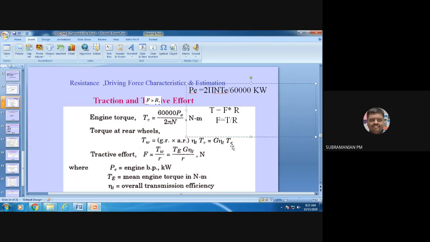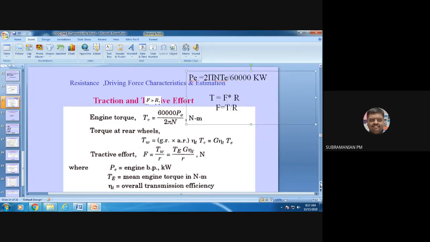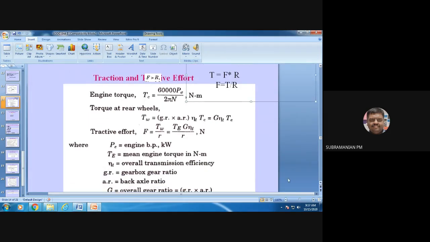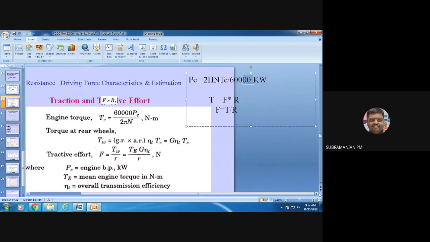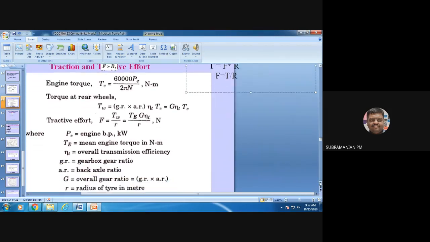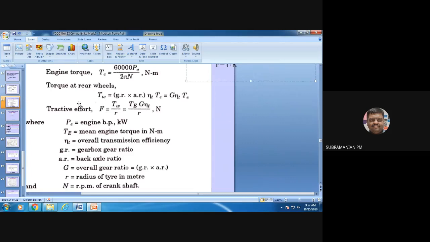Torque at the wheels, you write like this: TE first, then TE, G, efficiency of the transmission, divided by R. You copy the three formulas and write. PE means engine brake power in kilowatt, TE means engine torque, then transmission efficiency, then capital G, the overall gear ratio. So you copy this, the entire thing that is shown on the screen.